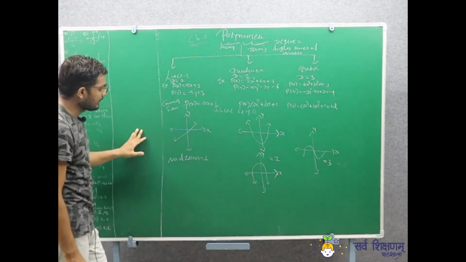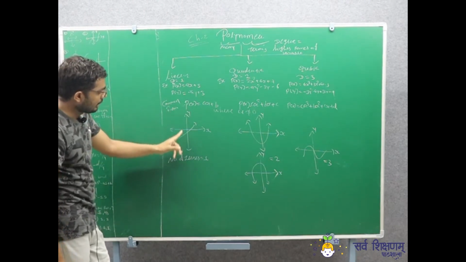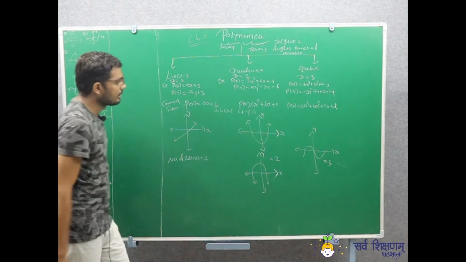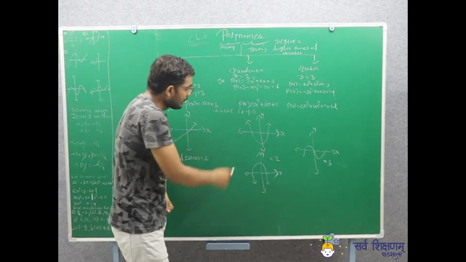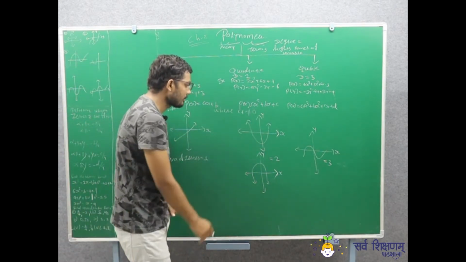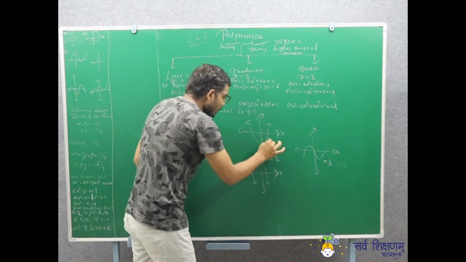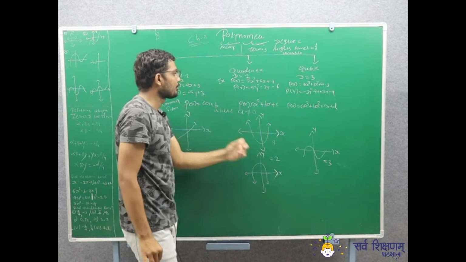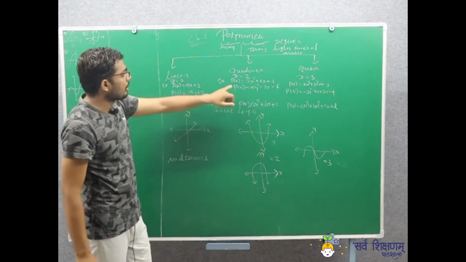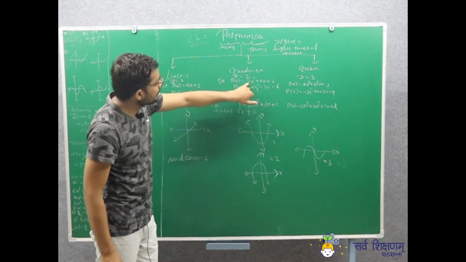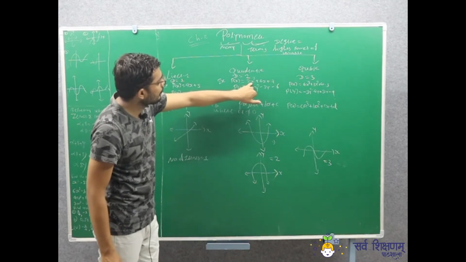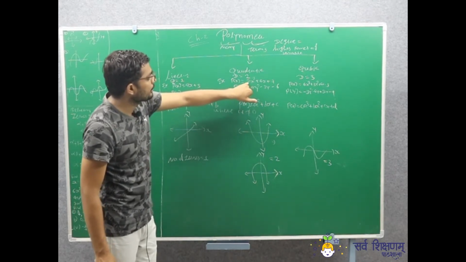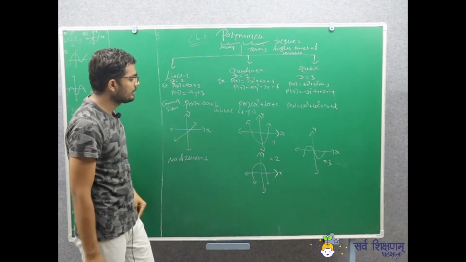Graphs of the polynomials are shown here. For linear, the graph is a straight line. For quadratic polynomial, it's a parabola. If you find an upward direction parabola, this shows that the coefficient of x square is positive.